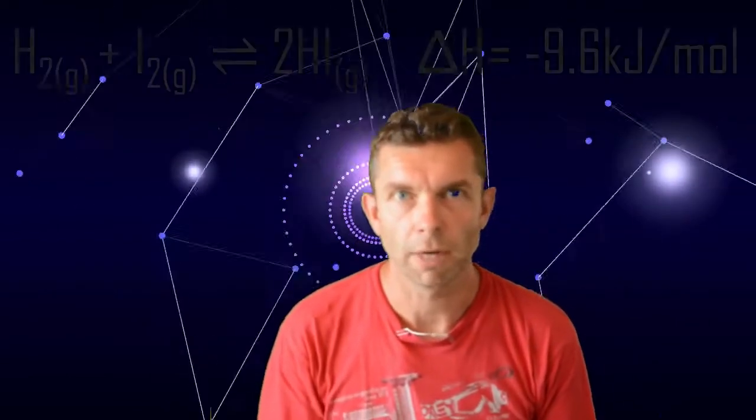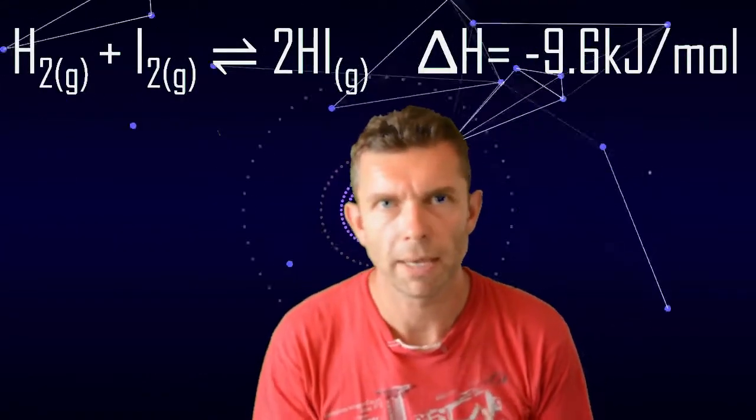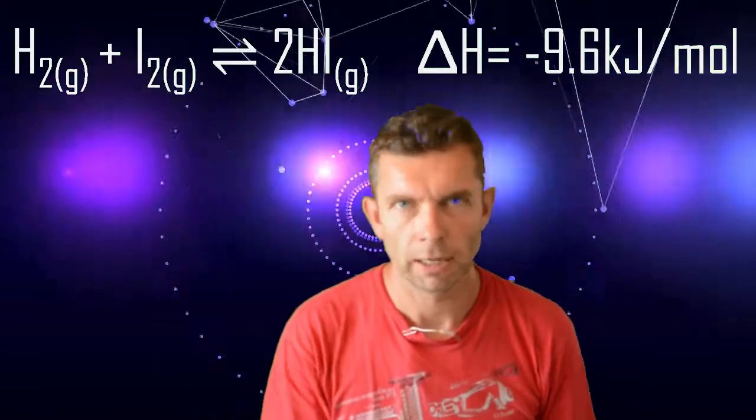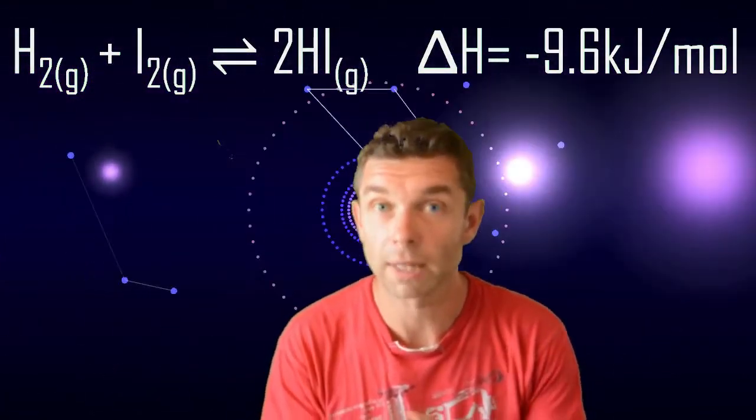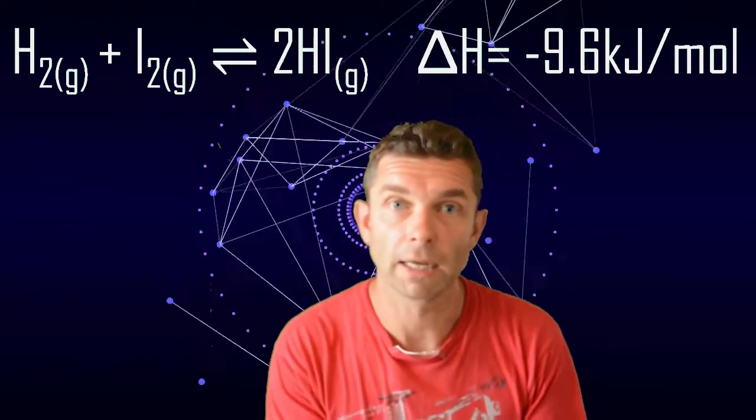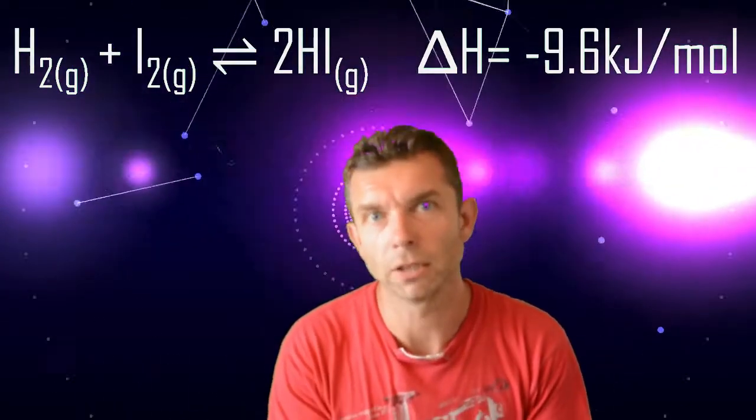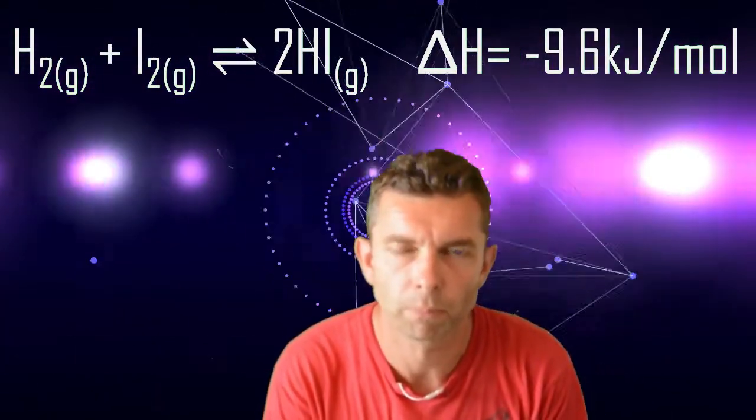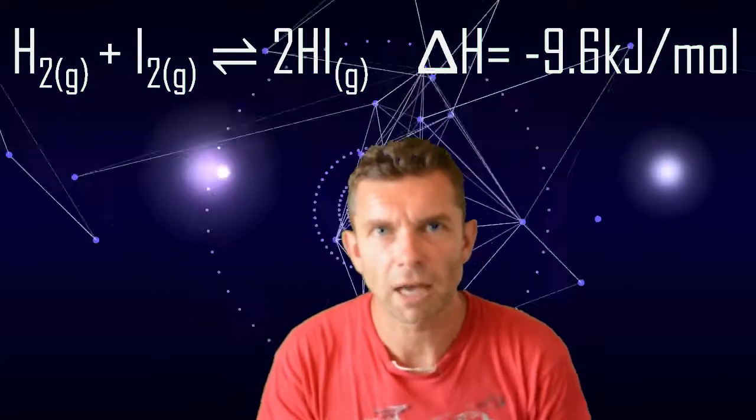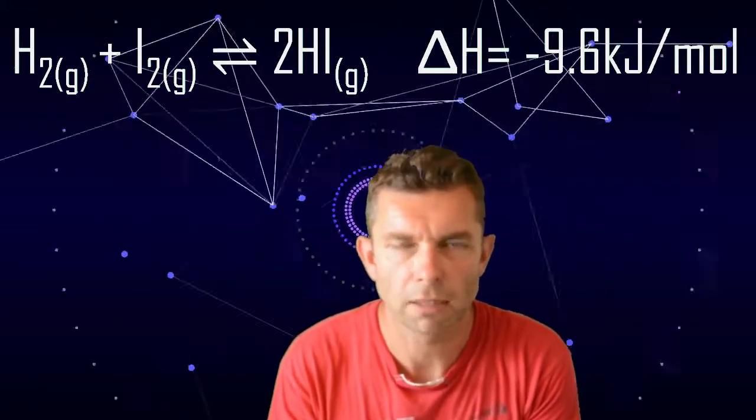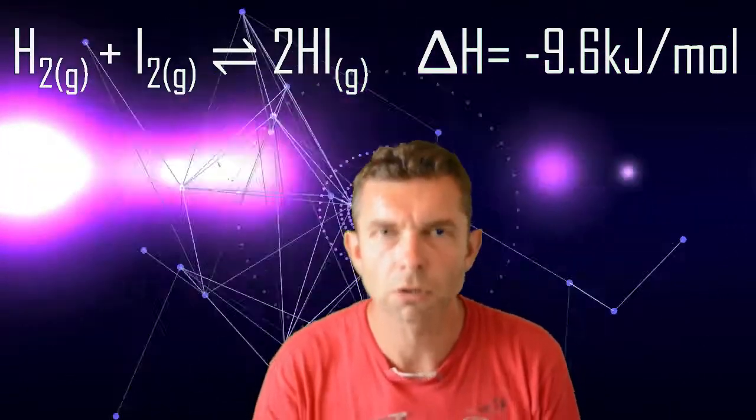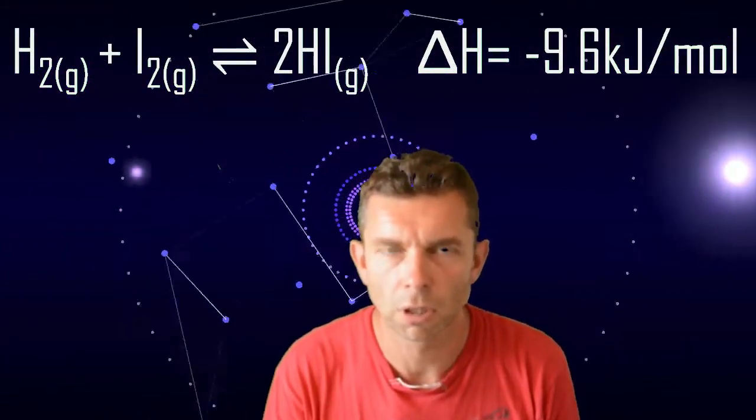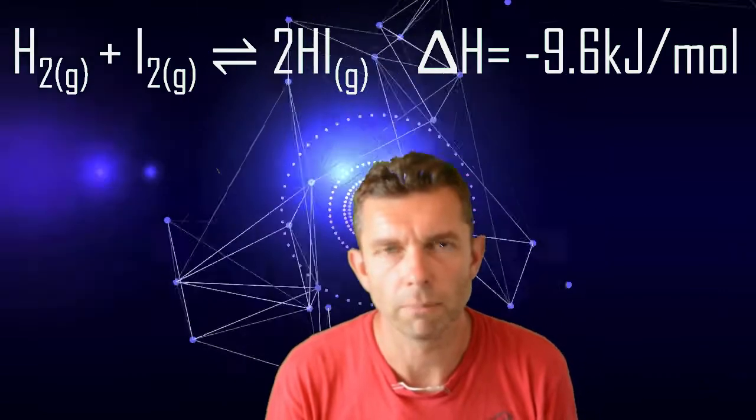Okay, so let's apply this to a different reaction. So this time I've got hydrogen and iodine making hydrogen iodide. Now we can see that the forward reaction is exothermic. Why? Because I've got that little negative sign in front of my enthalpy data, my minus 9.6 kilojoules per mole. So that means that every hydrogen molecule and every iodine molecule react together to form two hydrogen iodides, releasing to the surroundings, making the surroundings hotter, 9.6 kilojoules for every mole.